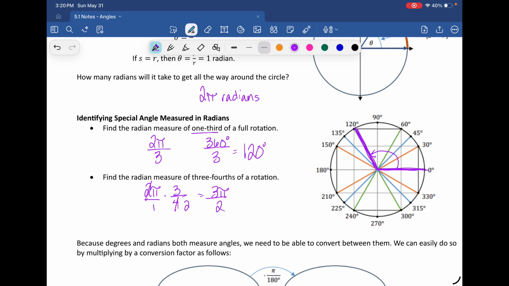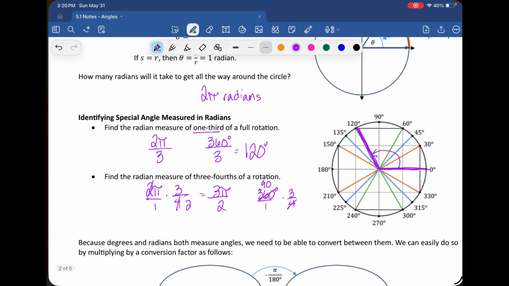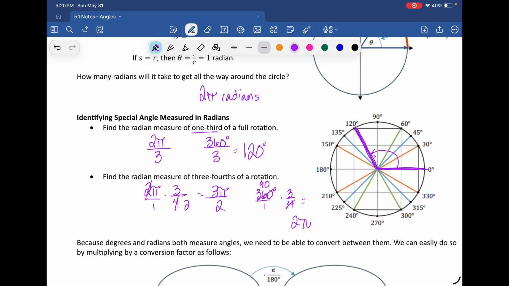If we do that for degrees, 360 degrees times 3/4. Remember, we put that over 1. 4 goes into 360 90 times. 90 times 3 is 270 degrees. So that puts me down here.